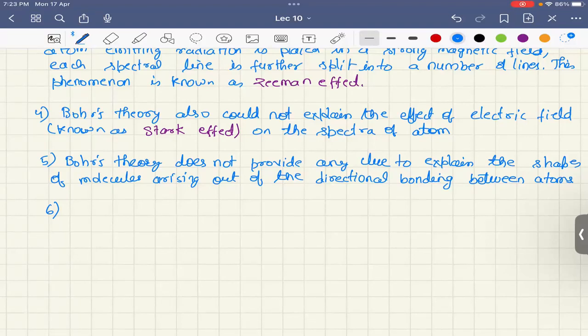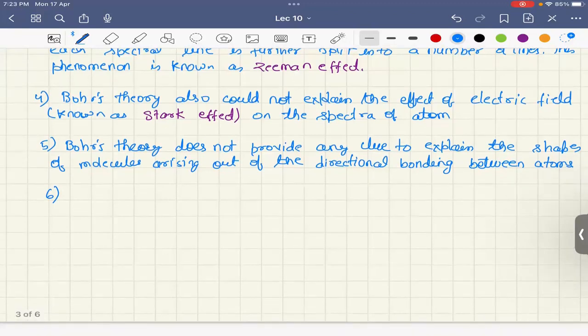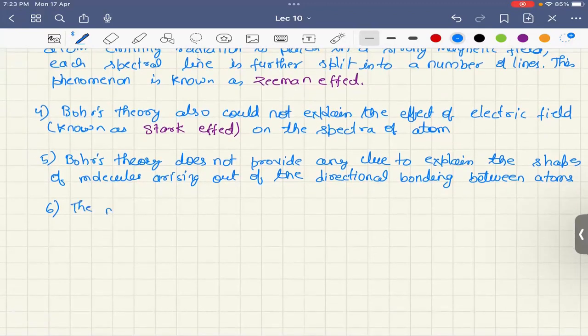Thus, we find that Bohr's model was only partially successful. It explained some experimental results, but was unable to account for many other features of the atom. Therefore, it was abandoned in the light of modern ideas regarding the wave characteristics of matter. Right. The main objection to Bohr's model.